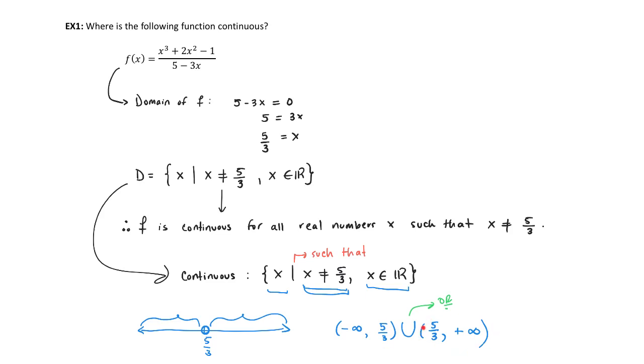And we know that because we have soft brackets around 5/3. So anything on the left of 5/3 or anything on the right of 5/3, but not 5/3. So, interval notation, set notation, and we're going to use them both interchangeably.